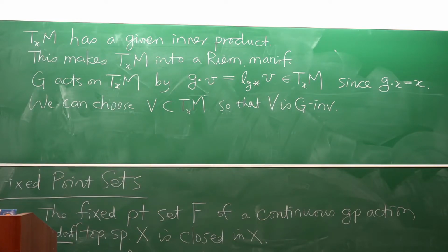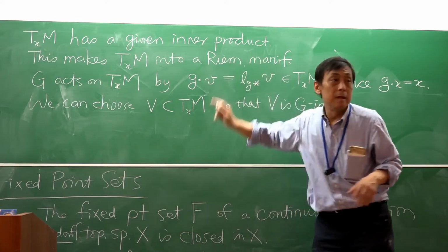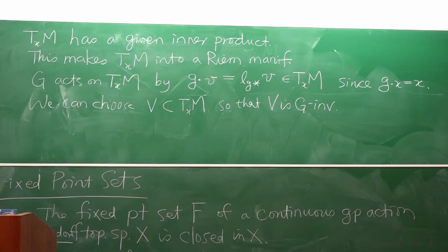Integrate over G. Pardon? Just take an arbitrary vector and then integrate the push forward of V over G. No, I want to choose an open set that's G invariant, not just one vector. Now, remember that this inner product is this G invariant Riemannian metric, so the length of GV will be equal to that of V, and we just choose the open ball.